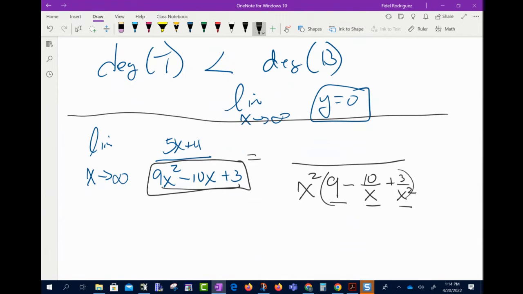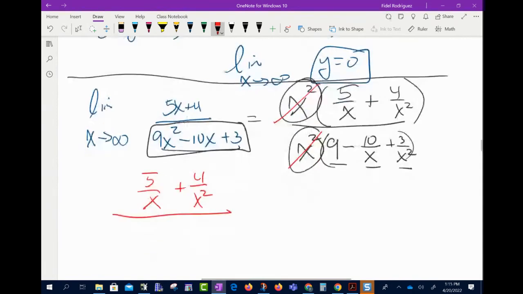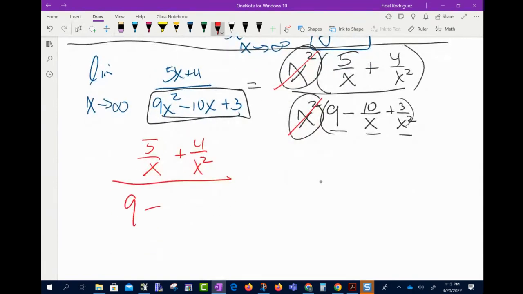Now, if I factor out an x squared out of the top, whatever I factor out here, I want to do the same thing here. I'm going to end up with a 5 over x plus a 4 over x squared, so that now I can drop those x squared. And what we have is 5 over x plus 4 over x squared, all over 9 minus 10 over x plus 3 over x squared.